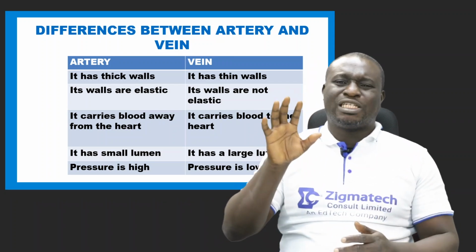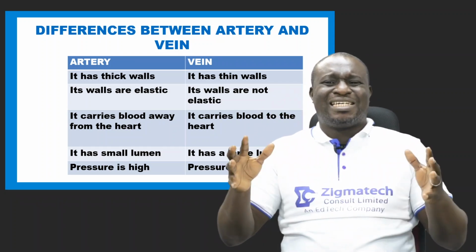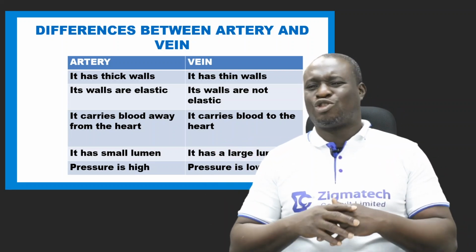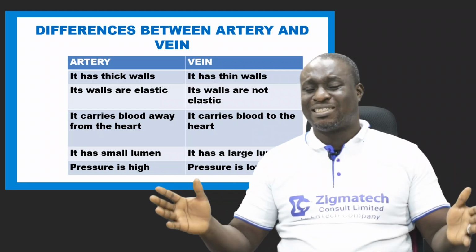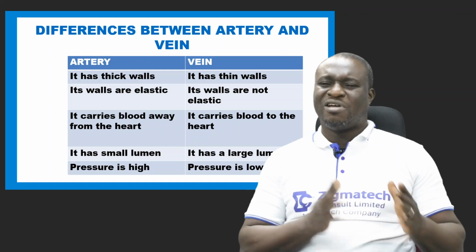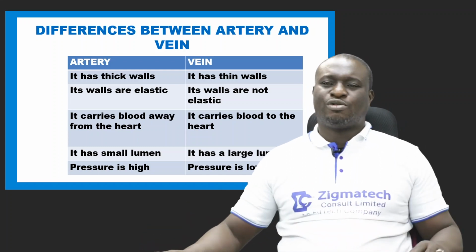The pressure of the blood is high, hence the elastic wall it has. But in the vein, the pressure is low, and so they don't need what? Any elastic what? Walls. So these are some of the differences between veins and then arteries, okay?